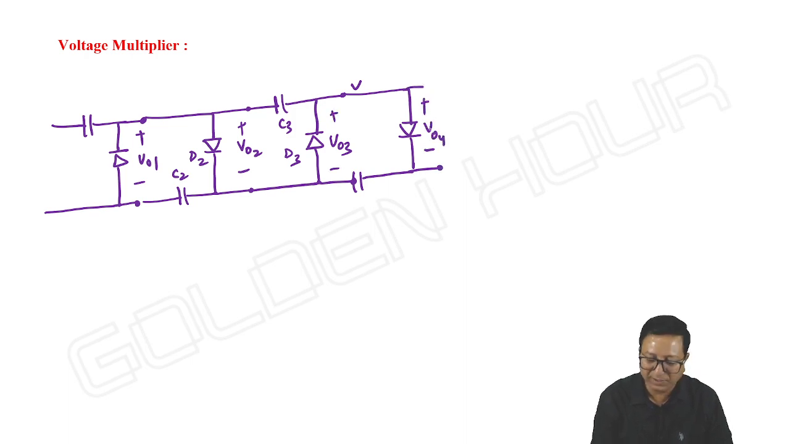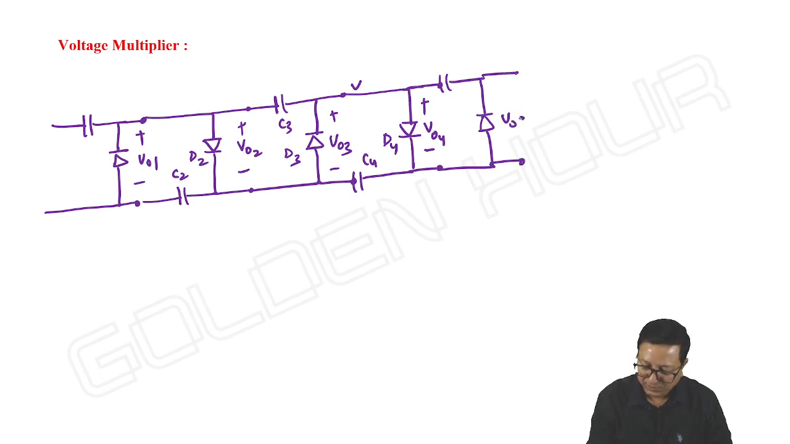VO4, voltage quadrupler, we know, 4 diodes, and C4, D4. Here capacitor and diode. Next, its output VO5.